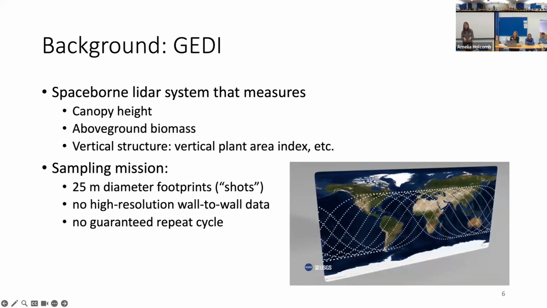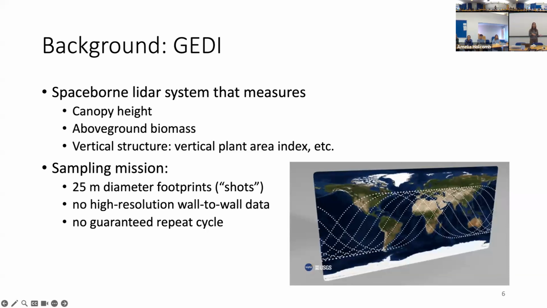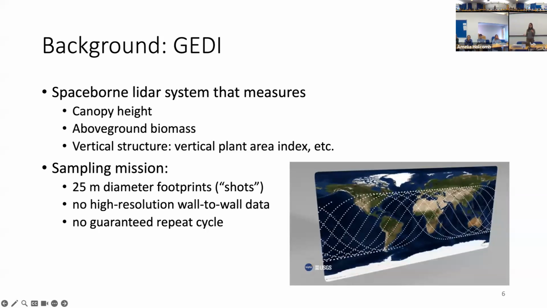And one thing that's really important to this study is that GEDI is a sampling mission. So it doesn't obtain wall-to-wall data for its coverage region, like Landsat or Sentinel-1, but rather it's collecting information about these 25-meter diameter footprints, which are also called shots. And as I'm showing in this clip on the right here, it also doesn't regularly re-measure the same locations with any fixed or frequent repeat cycle. So it would be very difficult to use GEDI to detect disturbances or to measure changes that are associated with any given individual disturbance.